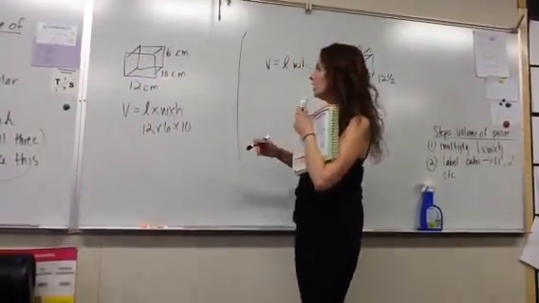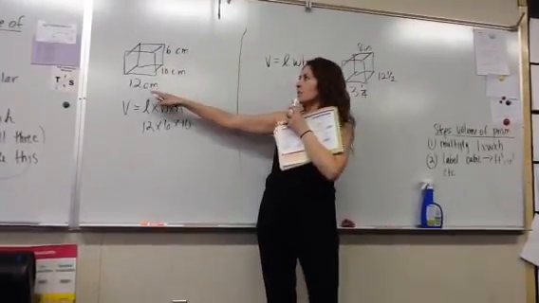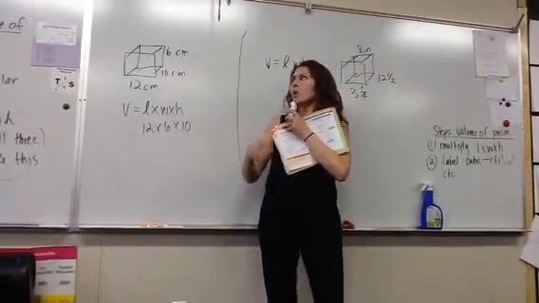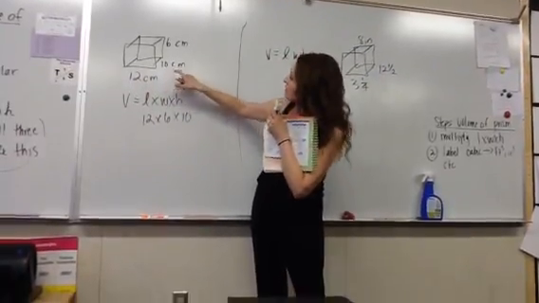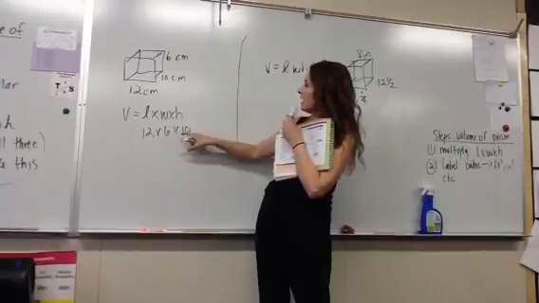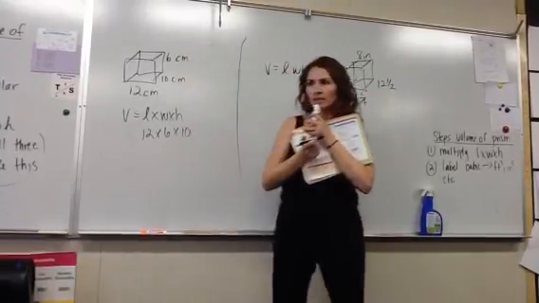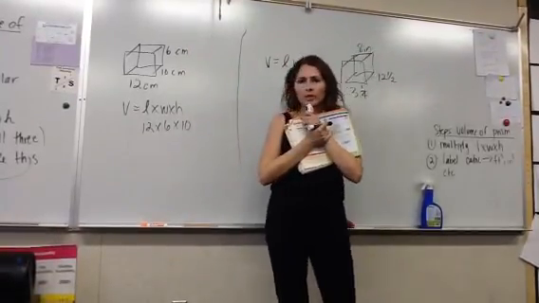So here, we have this rectangular prism. We have 12, 10, 6. We find the length, 12, the width of it, 6, and the height of it, 10. I guess you have to flip it on the side. Then we multiply all three numbers.